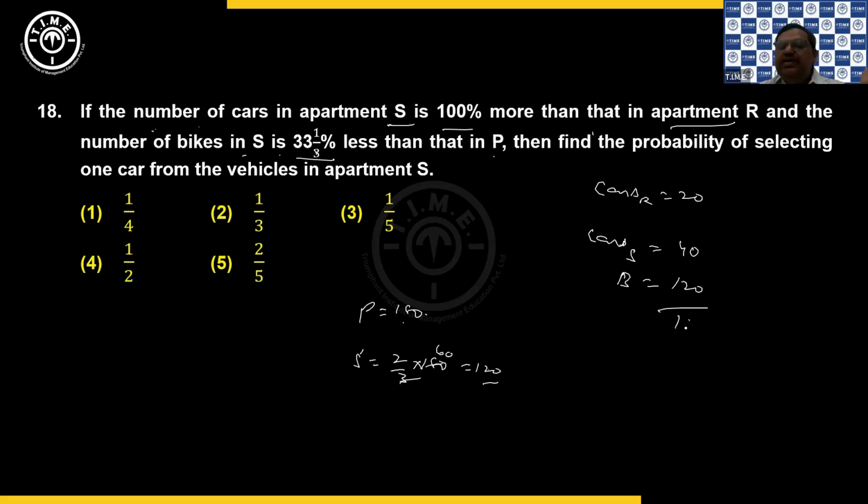Now total I have 160. Probability of selecting a car means, students, 40 out of total 160. That is 1 by 4. Done? Right. Done. Good. I'm glad you got the answers. Let's move on to the next.